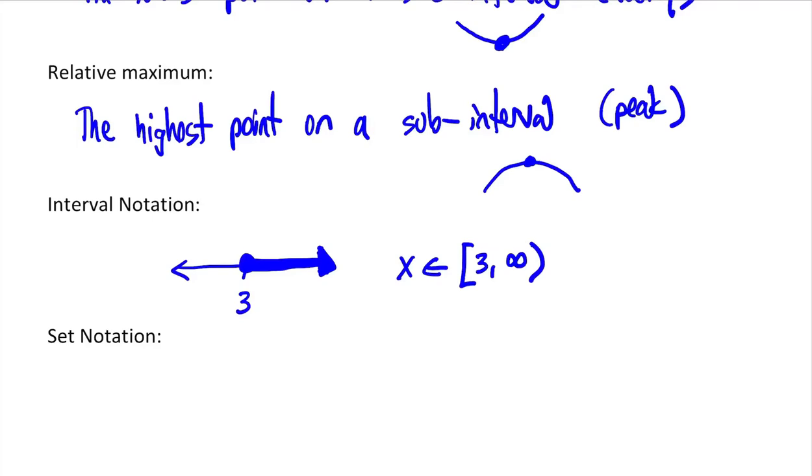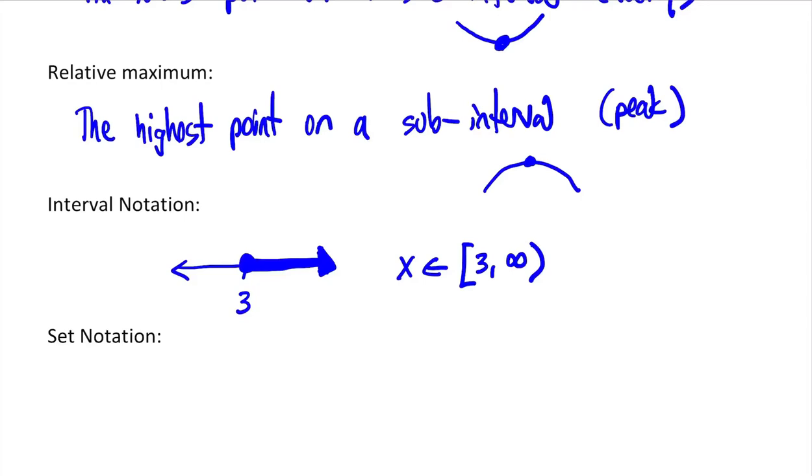So a couple things to notice here. The bracket represents a closed circle. If I were to make this an open circle, this would have to have parentheses around it. The other thing to notice, infinity will always have parentheses because you can never reach it. So always open, always parentheses.